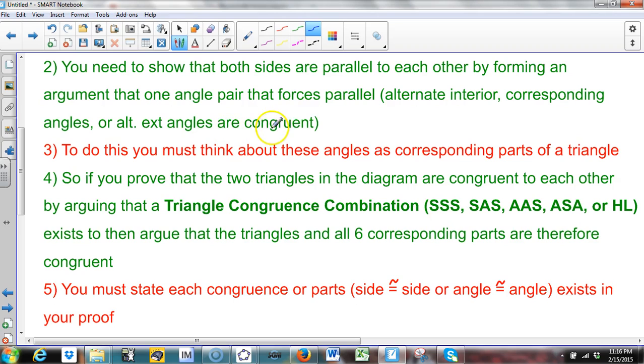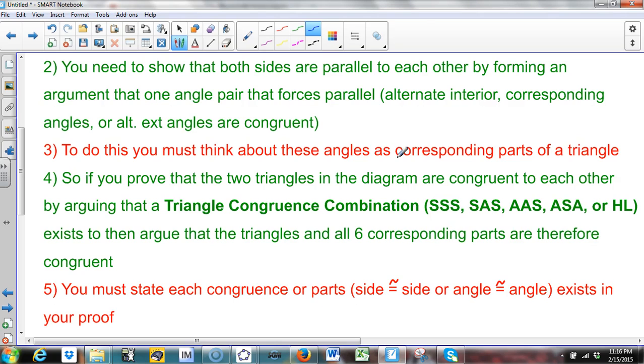These angle pairs that we're going to argue are congruent to each other, like trying to force or show that one of these angle pairs are congruent and existing. What we have to think about is these angles, they're just corresponding parts of a triangle, right? They're just angles or sides. That's all that a triangle is.